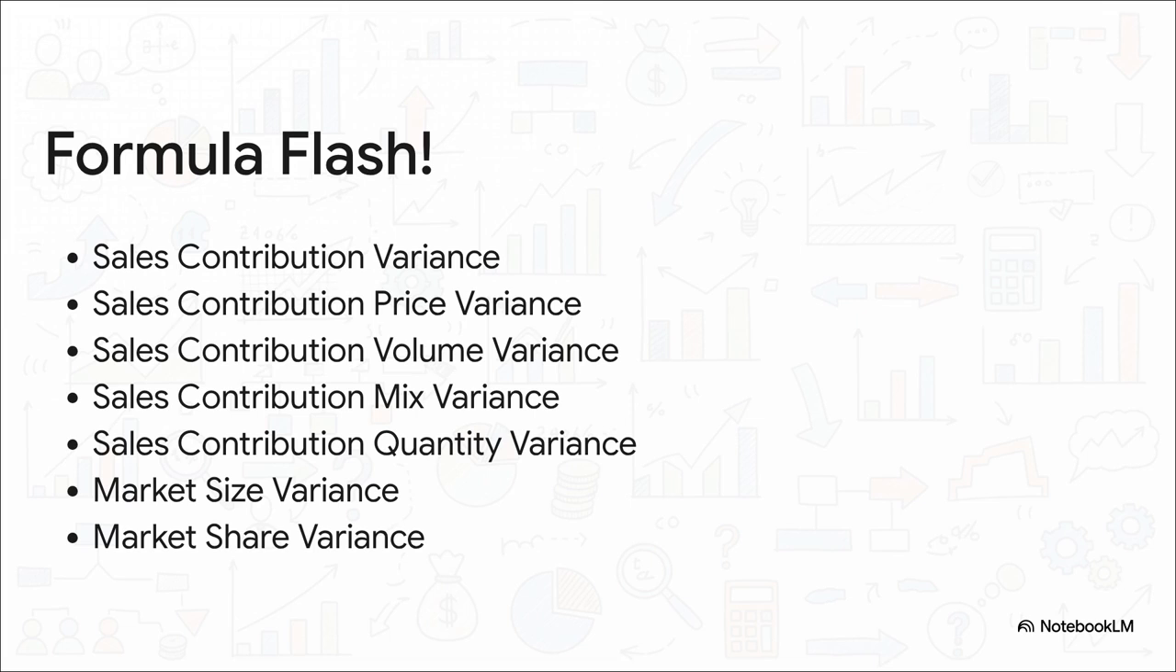At the very top, you have the total sales contribution variance. That breaks down into the price variance and the volume variance. That volume variance then splits again into the mix variance and the quantity variance. And finally, that quantity variance is explained by two external factors, the market size variance and the market share variance. And that's it. That's the entire logical flow from top to bottom.